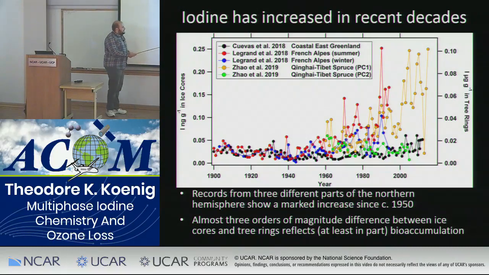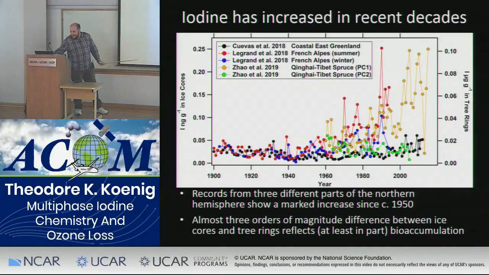Part of what is driving that is that for organisms in general, iodine is an important micronutrient, so it has a tendency to focus in biological materials. So part of what's going on is probably that the spruce are enriching themselves in iodine by a factor of roughly 1,000 compared to the glaciers. This is not unprecedented in observations we have from the past.